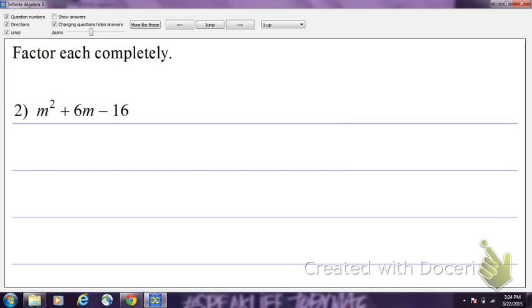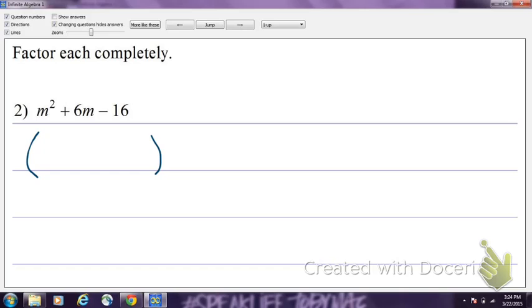Here we know this is basic because, first of all, there's no greatest common factor to take out. And even if there was a greatest common factor, it could still be basic. The reason this one's basic is because nothing's in front, and even if there was, we could divide everything by 1. So what we know is it's the opposite of FOILing.